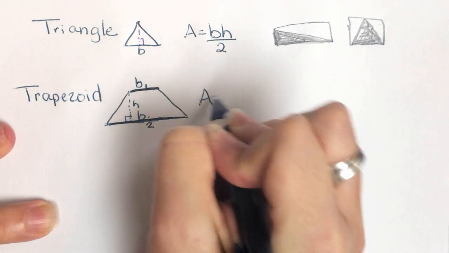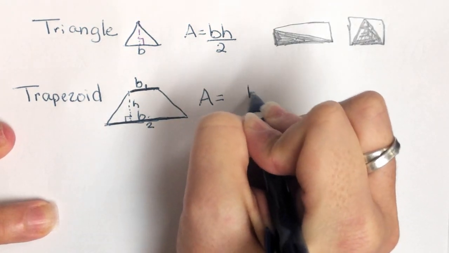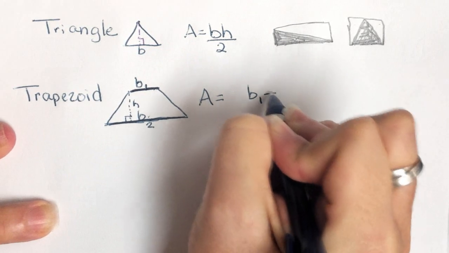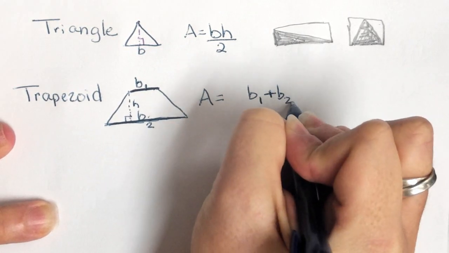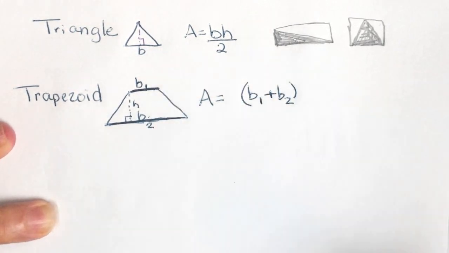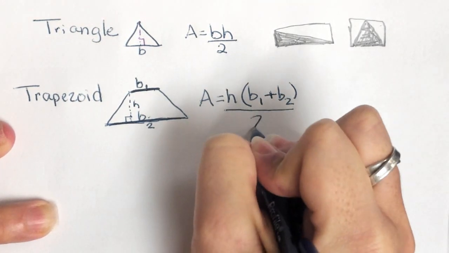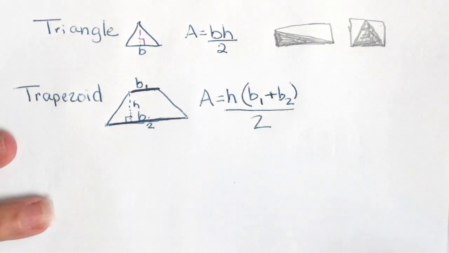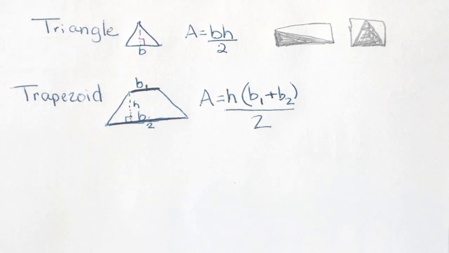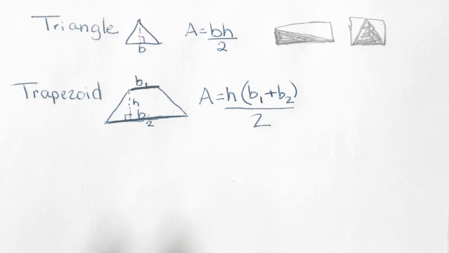And the formula is, it's kind of weird, it's base 1 plus base 2, times the height, divided by 2. I know, this is the humdinger. This is the one at 6th grade, this is the good challenge. And later this week, I will teach you all about it. I promise.